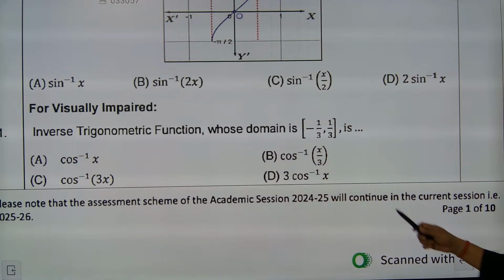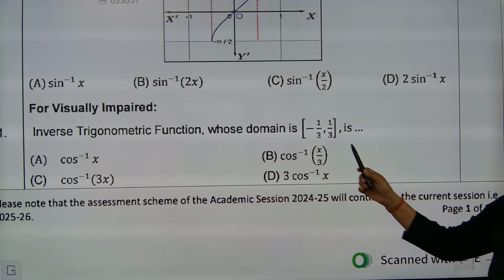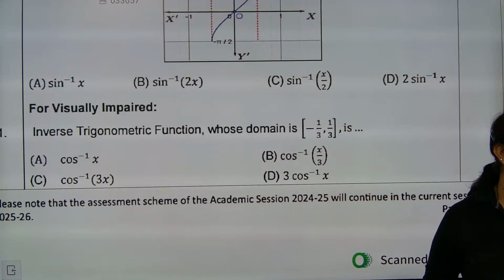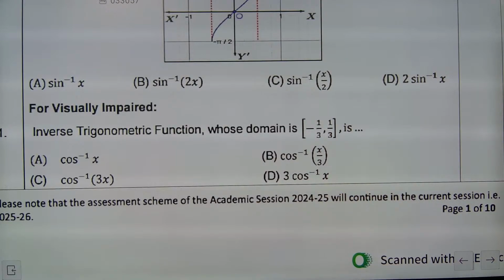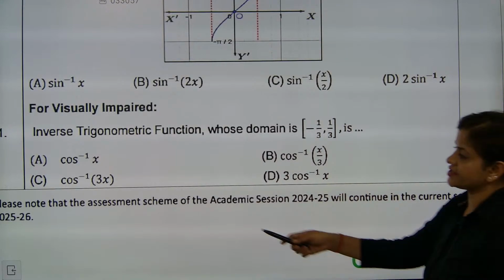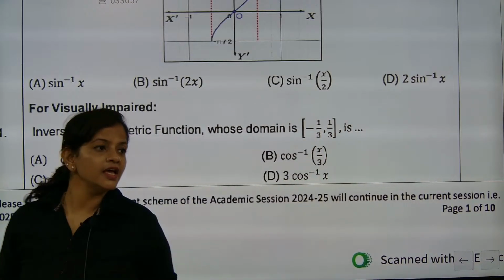What should be the domain? Because cos inverse value lies between -1 to +1. But here it is coming as -1/3 to 1/3. So what are you going to do? Which part will be there? Cos 3x. So the answer will become cos inverse 3x.